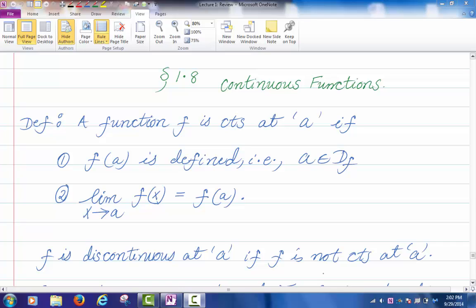Okay, so let's recall that a function f is continuous at a number a, given that f of a is defined. The limit of the function f at a exists, and the limit is equal to f of a. Okay. So those are the conditions for f to be continuous at a number a. And we say that f is discontinuous at a number a if f is not continuous there.